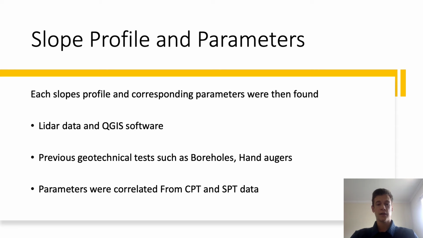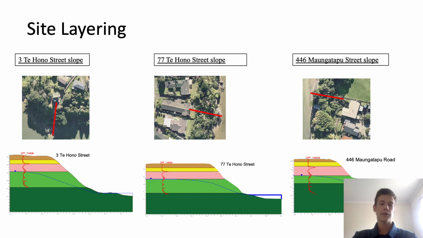Using LiDAR data and QGIS software, I was able to find the cross-section for each of the different slopes. Previous geotechnical tests such as boreholes and hand augers that were found near each slope were used to determine the layering of each slope. Parameters were then correlated from CPT and SPT testing data. The aerial images in this slide show the site's area along with the location of the cross-section. This is represented by the red line.